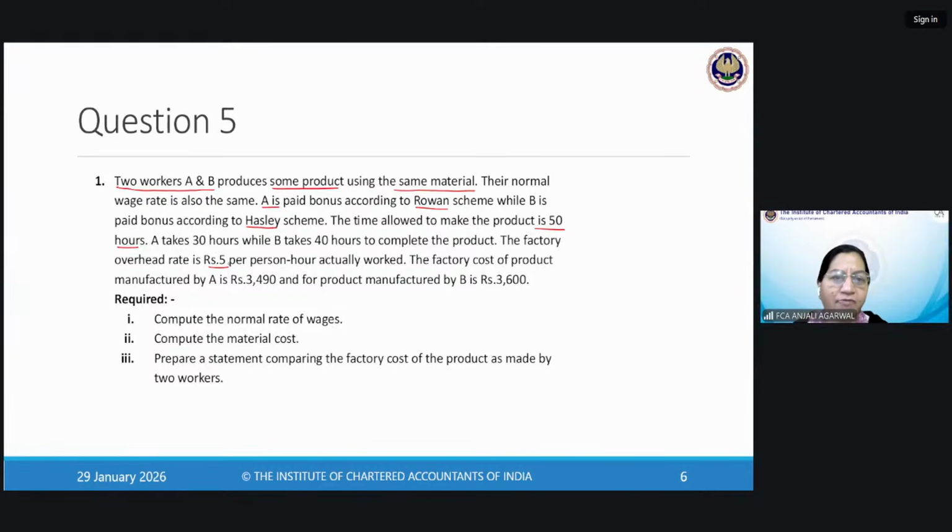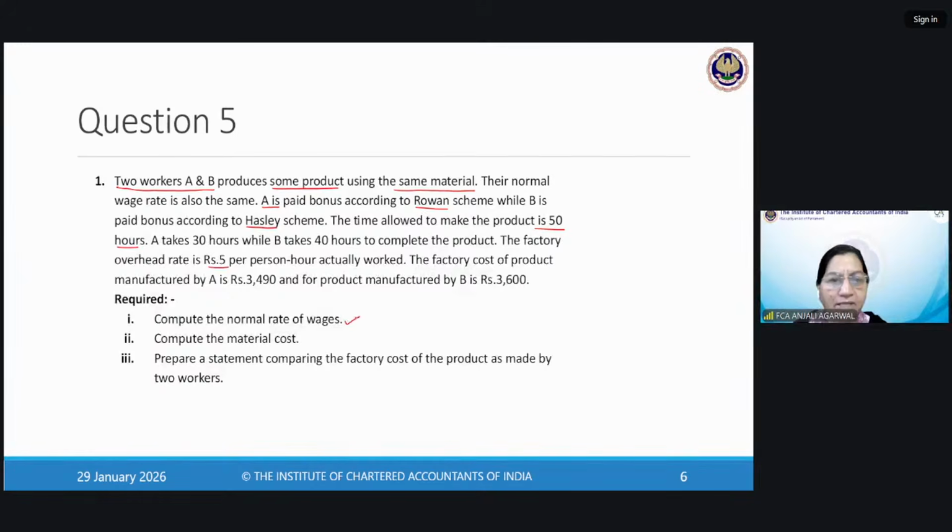So let's say 5 is directly related to the electricity consumed when the workers are working. This electricity consumption will be for 30 hours for A and 40 hours for B, which means 30 into 5, 150 rupees would be the overhead cost, and 40 into 5, 200 rupees would be the overhead cost for worker B. So they will also cause extra overheads when they are taking longer. And the factory cost of the product manufactured by A is 3490 and for the product manufactured by B is 3600.